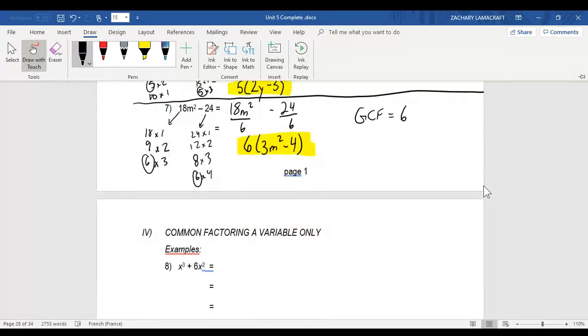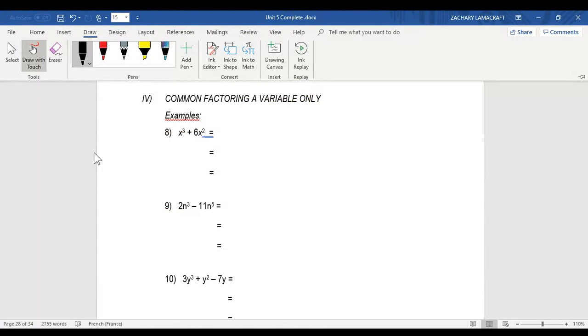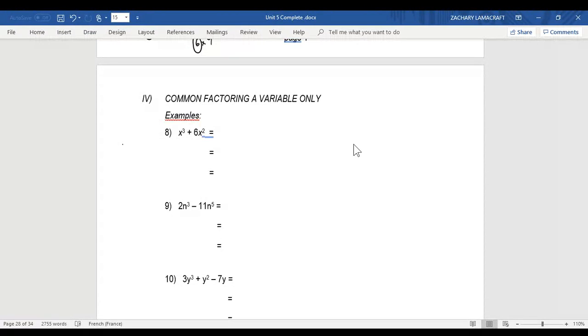Okay, so now it is common factoring using a variable only. Sometimes we don't have any numbers that work out to be the same, but we do have variables. Once again, variables are that letter or literal coefficient that we've talked about. In this case, there's nothing in front of this x, but there's a 6. So in front, it would just be a 1. Therefore, we're going to have to use the variables. We see that both have x's.